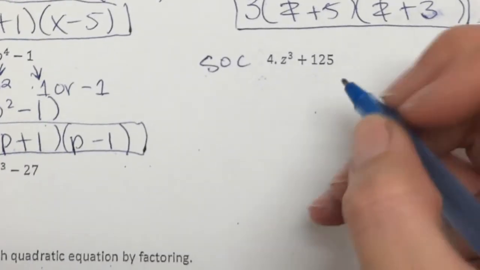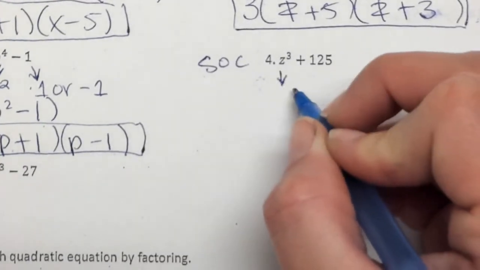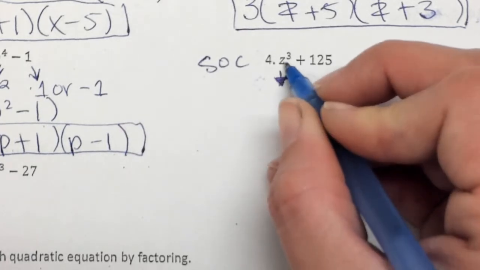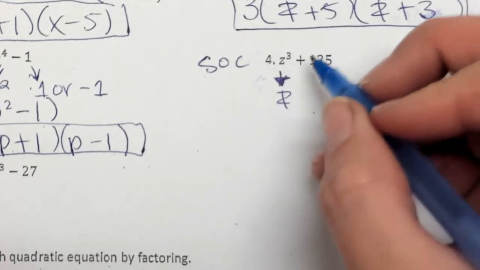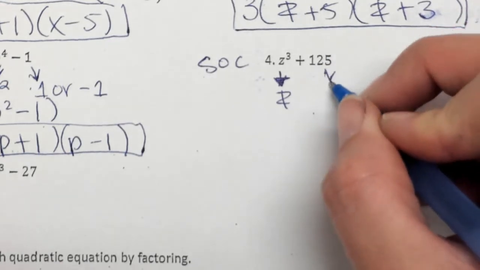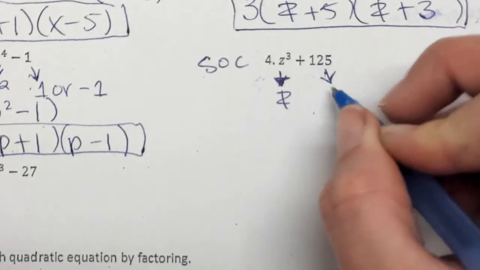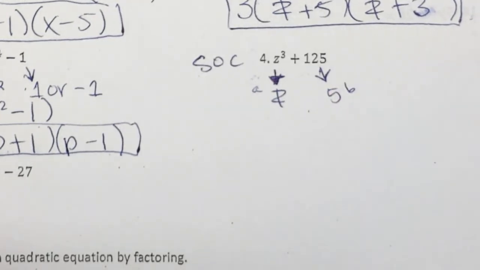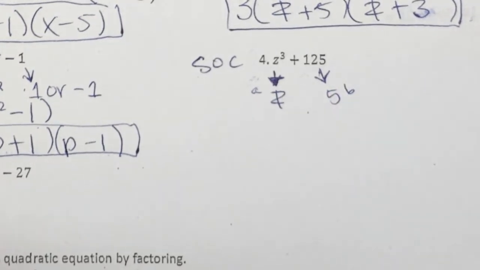So let's go back to number 4. What's the cube root of this first one? Try again. Yeah, cube root of Z cubed is Z. Cube root of 125. So this is our A. I'm going to write it small. This is our B. And now you just fill it in the formula.